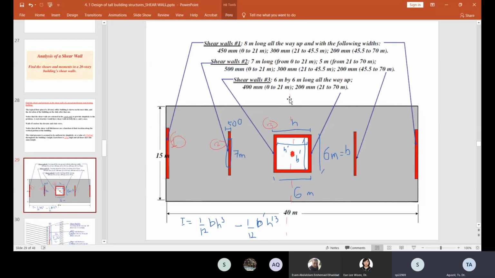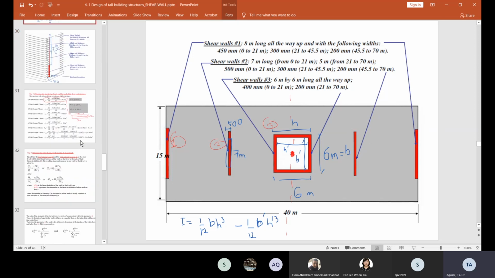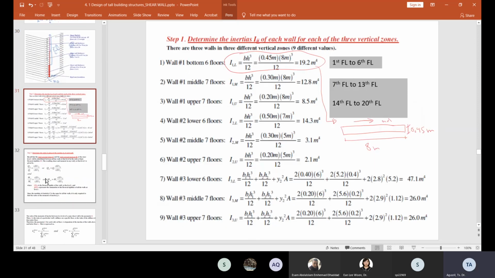Actually, it is because we analyze for the symmetry. So it means we take wall number 3 as half. The contribution of the second moment of inertia from wall 3 is half, for example, when we analyze the left side. So that's why 0.5 is multiplied by the total second moment of inertia of wall 3. Okay, so this is the reason. You can see here.